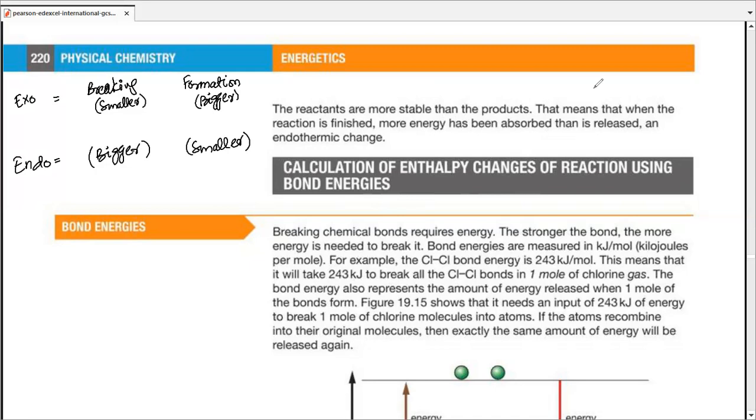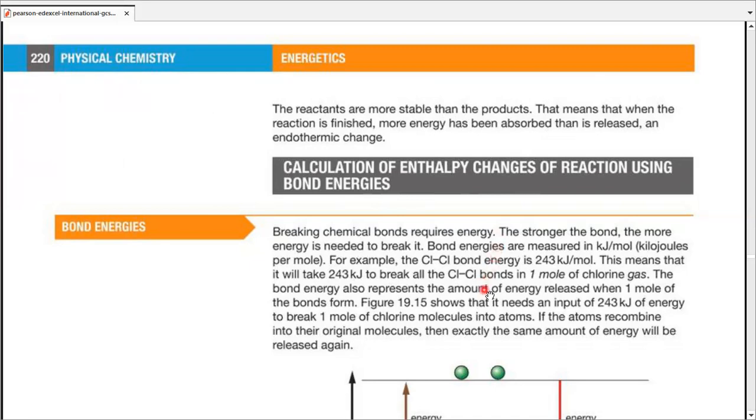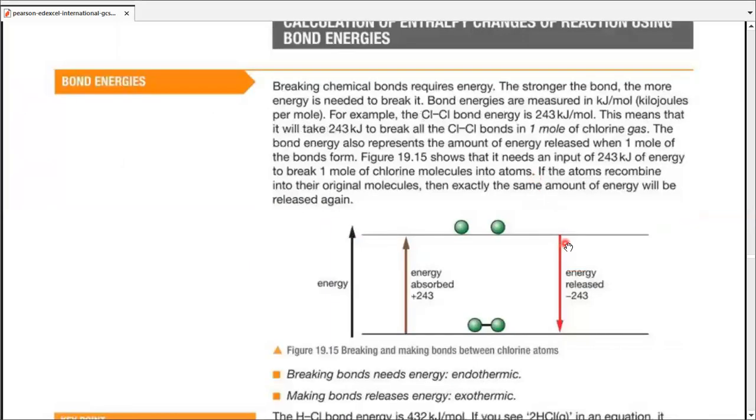I mean to say, how are we going to do all of this mathematically? Let's do it mathematically. Before we do, we need to go with one very important definition, and that is bond energies. Breaking a chemical bond requires energy. The stronger the bond, the more energy is needed to break it. Bond energies are also measured in kilojoules per mole.